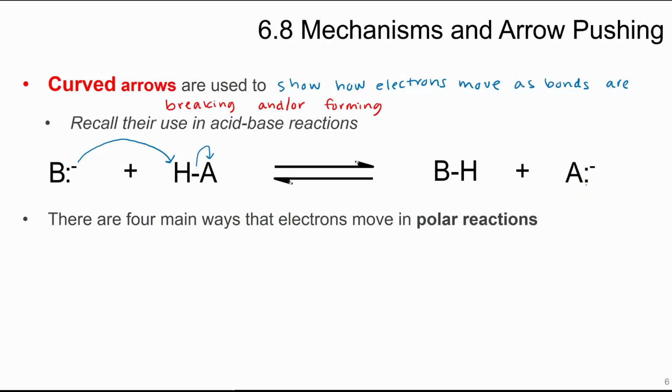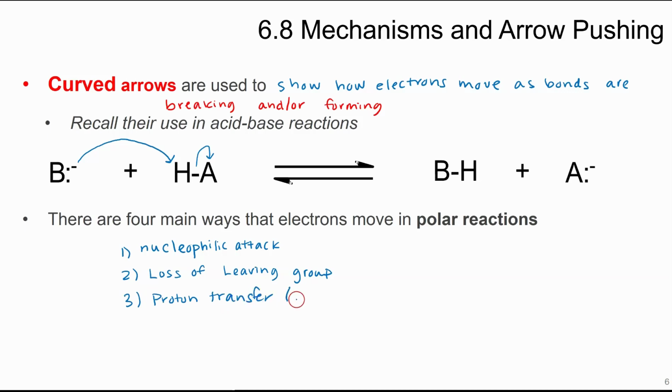And there's 4 ways that we can move electrons in polar reactions. The first is a nucleophilic attack. This is in no particular order. The second is a loss of leaving group. Third is proton transfers. And this is the type that we've seen already with acid-base reactions. And the fourth, which is probably the trickiest one, is rearrangements.